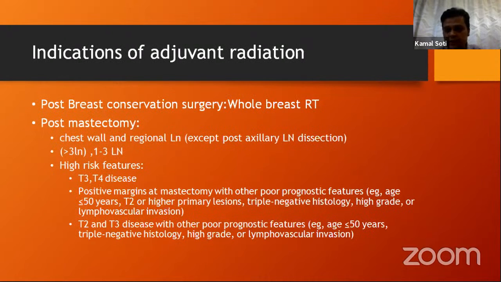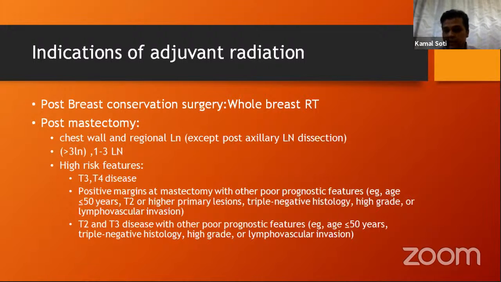So after the patient received adjuvant chemotherapy, like in our case, we advise these patients for whole breast radiation therapy. Whenever breast conservation surgery is done, these patients are indicated for whole breast radiation. Even when a total mastectomy has been done, we give them chest wall or regional lymph node radiation, especially when the patient has around 1 to 3 lymph nodes in the axilla, or more than 3 with other high-risk features like T3, T4 disease.